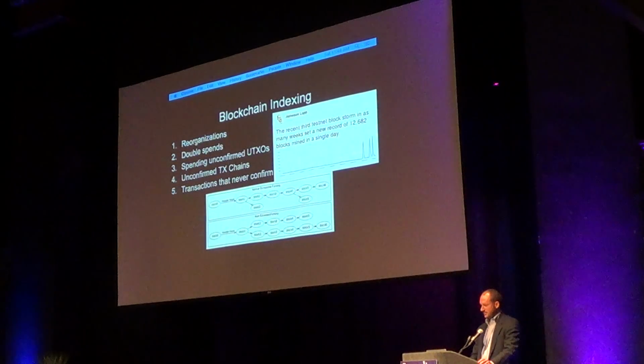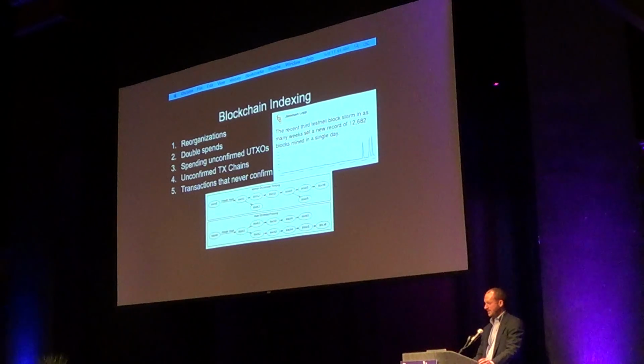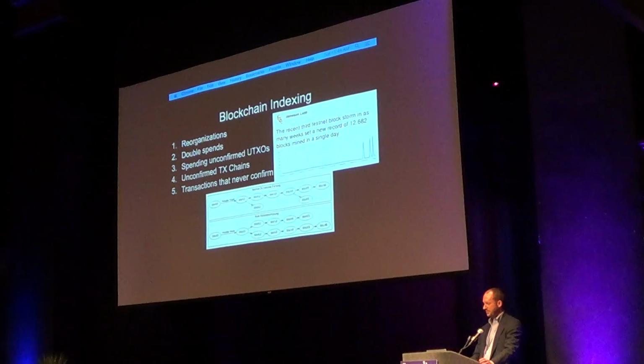Some of the things that I've learned from blockchain indexing are that we've got a couple of different problems that come up in the real world. These are reorganizations, double spends, spending of unconfirmed to unspent outputs, and really long chains of transactions. And then finally, some transactions just never get confirmed, especially if they don't have an appropriate fee.